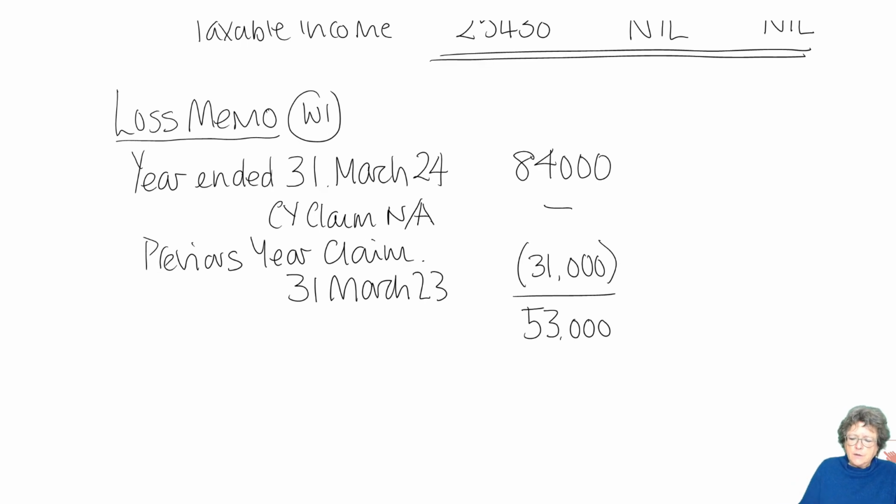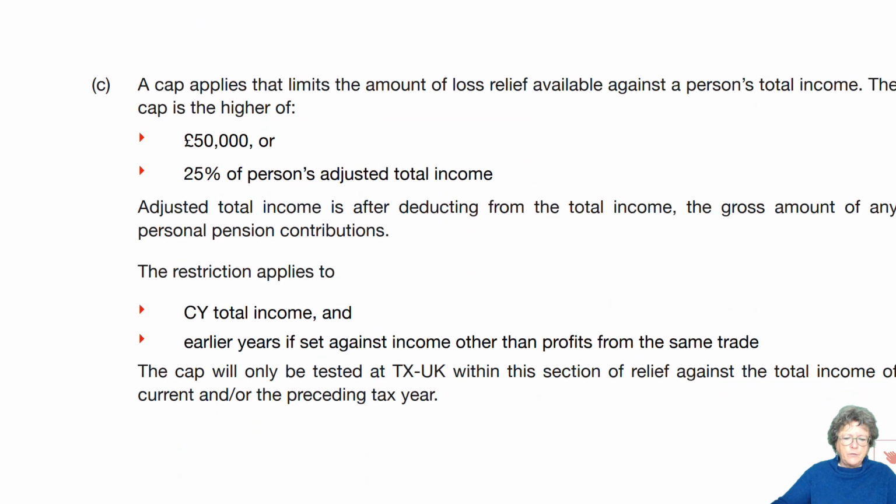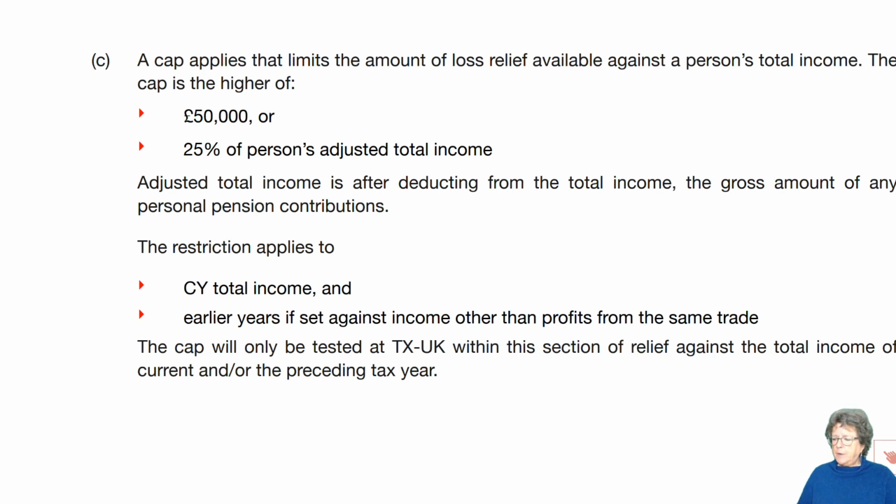Now these have to be carried forward. Future trade. So example number 2. Now there is a cap for this, and the cap applies. It's a bit of anti-avoidance legislation to stop people from making massive losses and then carrying them back and getting their tax back in one go. So let's see how that works.